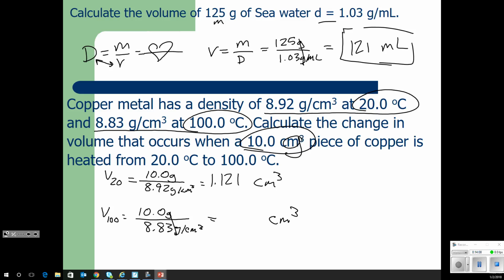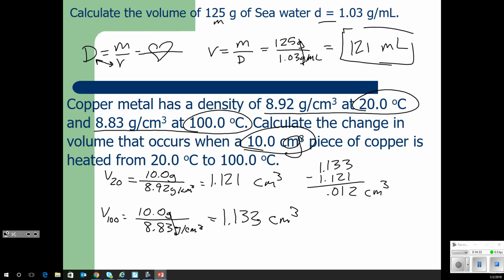1.121. Okay, what's the second one? Anybody got it? 4 sig figs? 1.133. Okay. So to take the difference, all I'm going to do is take 1.133 minus 1.121, and I get 0.012, right? And that's centimeters cubed.